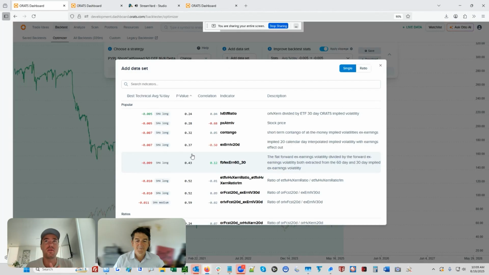So the p-value measures the likelihood that this indicator reaches the average percent per day metric there on the left by chance. So if this indicator improves the backtest up to that value on the left, for the one you're highlighting, let's look at the IV ETF ratio, the top one, it's got a 24% chance of that happening by chance.